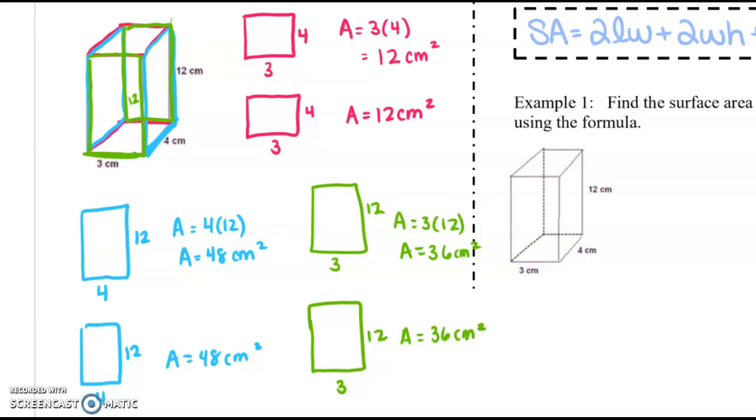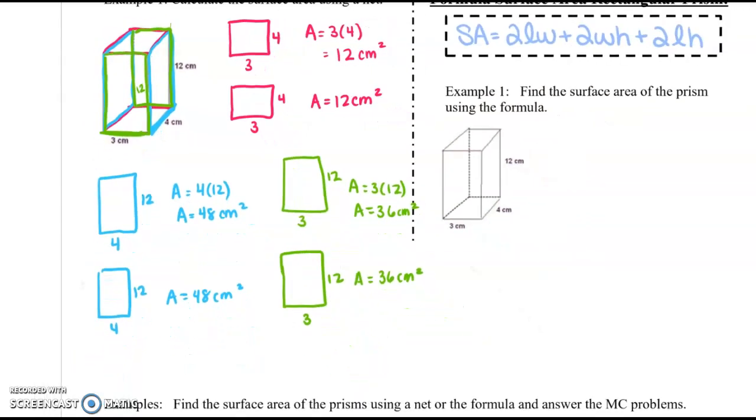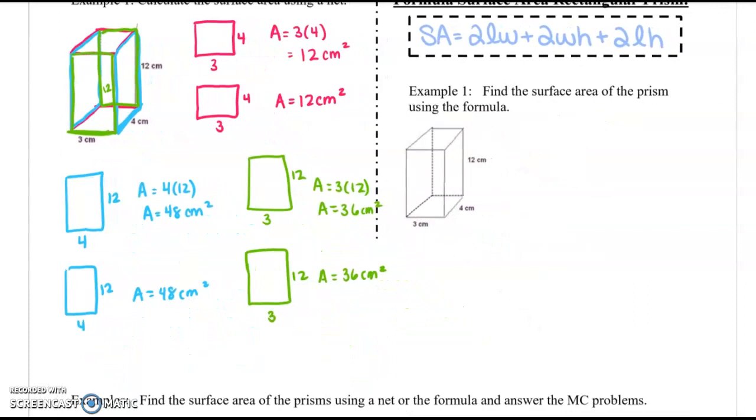All right, so I found the area of all the different faces. To find out what the surface area is, I have to add them all up. So I'm going to be adding 12 plus 12 plus 48 plus 48 plus 36 plus 36. Or you could do 2 times 12, 2 times 48, 2 times 36, and then adding them up. But I'm going to go through and add them all up individually. I get the surface area of 192. All right, so my answer is that my surface area is 192 centimeters squared.